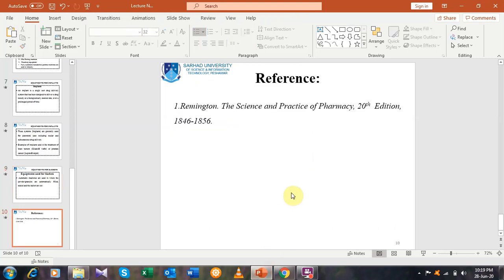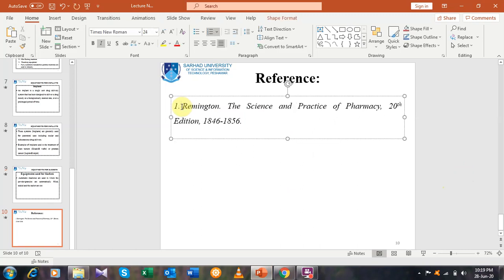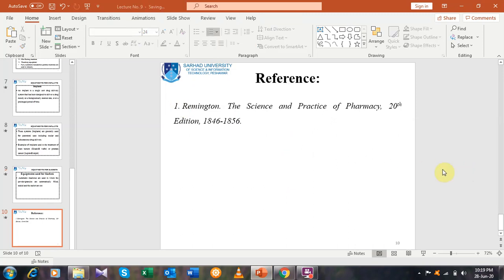We can consult Remington, The Science and Practice of Pharmacy, 20th edition, pages 1846 to 1856.